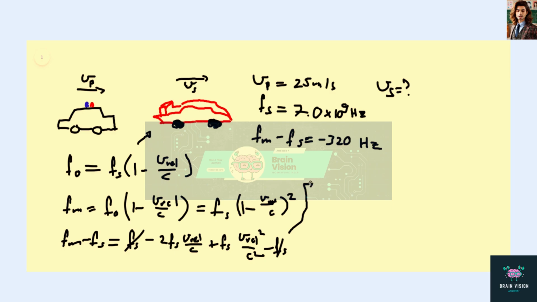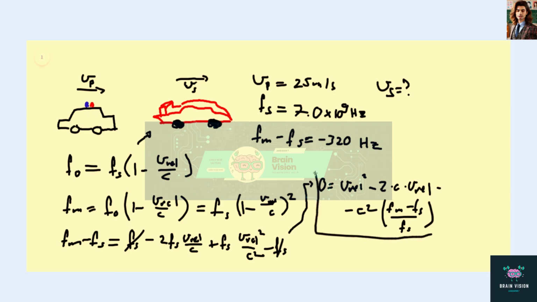So you can write this quadratic equation by multiplying through C squared and dividing by Fs as being equal to V rel squared minus 2 times C times V rel, where again C is just the speed of light, minus C squared times Fm minus Fs over Fs. There we go.